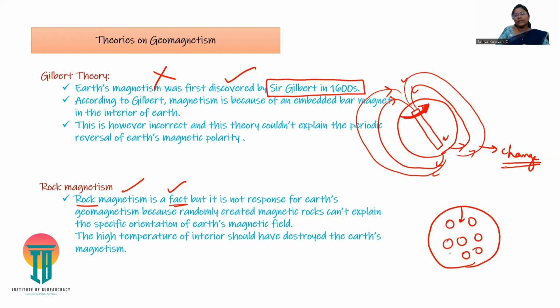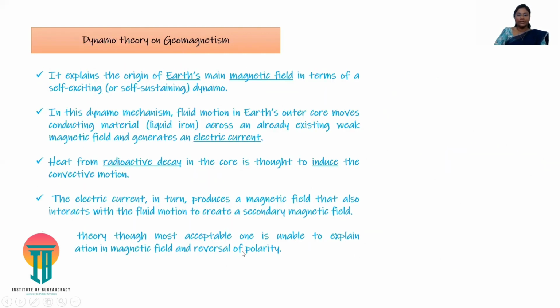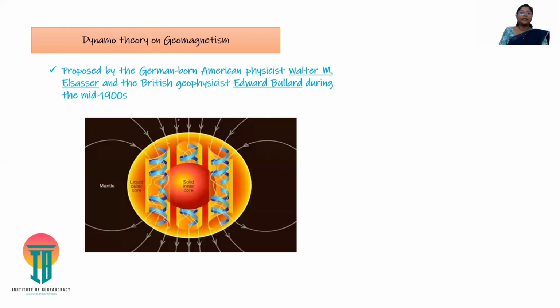And we all know the temperature of Earth's interior is so high. What will happen to the rock? The rock would have melted down. Okay, so that theory was also nullified. So these are two important theories: the Gilbert theory and the rock magnetism theory. Each had its own loopholes, in that they do not give complete answers to all the questions. Then came the most important and most recent theory, what we call the dynamo theory.